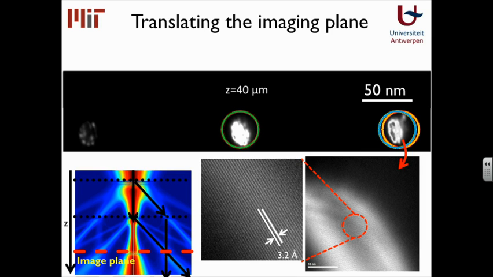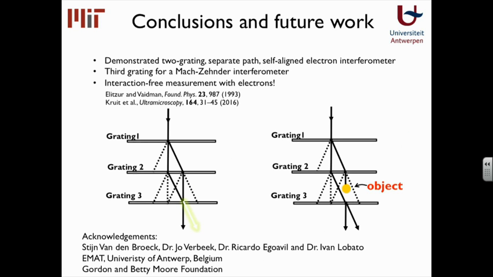From the contrast of these fringes, we can also estimate the spatial coherence of the electron beam, and in our experiment it turned out to be about 15 to 20%, which is in agreement with previous studies. And we also did other characterization and diffraction experiments with these interferometers, and you can find details in this paper here. All right, so we have demonstrated a two grating separated path electron interferometer, and the interferometer is self-aligned.